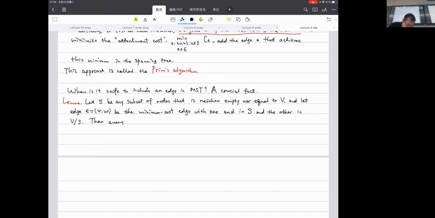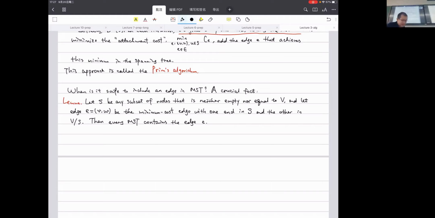Then every MST contains the edge. So we see that this is a lemma that we want to prove, and this is really a strong lemma. We consider an arbitrary S here that is neither empty nor equal to V. We consider any such S, and the relationship between S and V over S, and correspondingly the minimum cost edge between S and V over S. Then every MST contains the edge E.